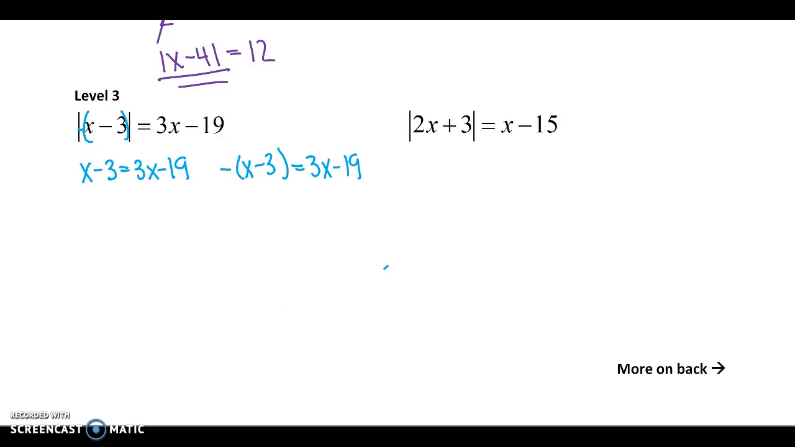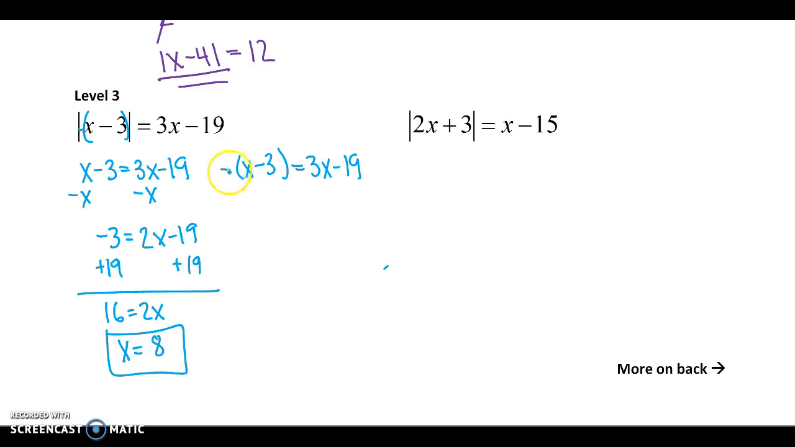So going ahead to do that, you have variables on both sides. You're going to want to move them to one side. So here I get negative 3 equals 2x minus 19. Get your numbers on the other side. So then I have 19 minus 3, which is 16, equals 2x. So x equals 8.